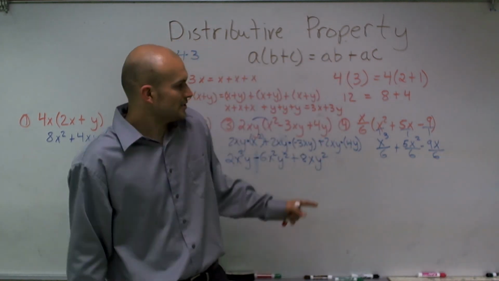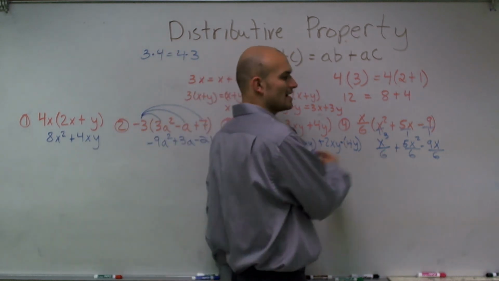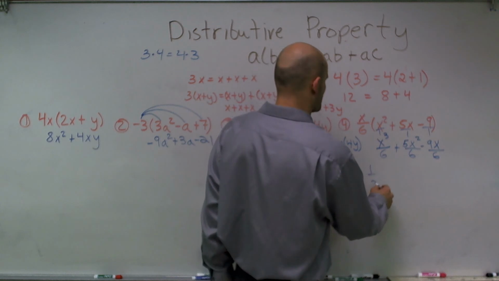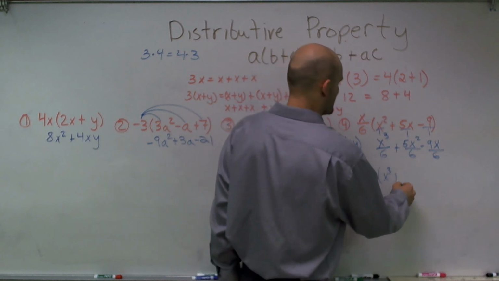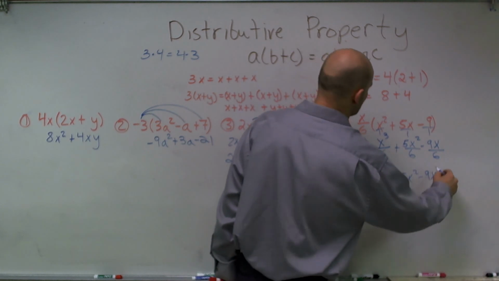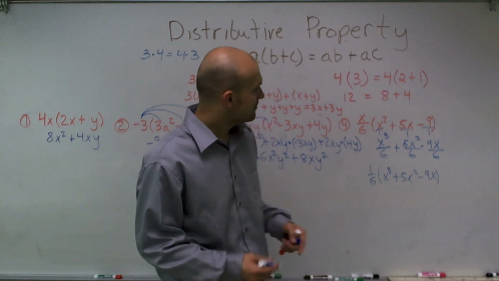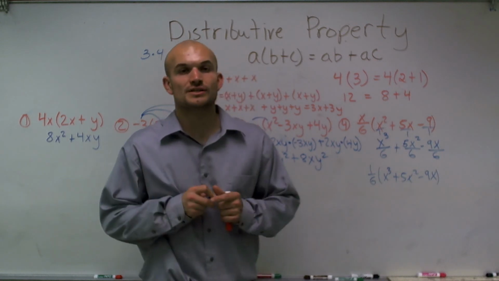So then, you could do a couple of things. You could factor out the 1/6 if you don't like the fractions: x cubed plus 5x squared minus 9x. There's a lot of different things you could do to go and simplify the problem. But that's pretty much the basics of using your distributive property.